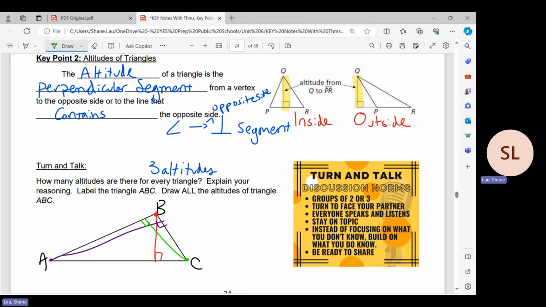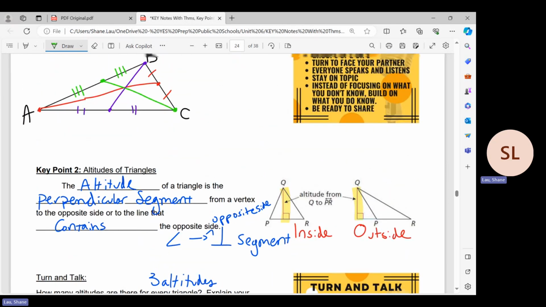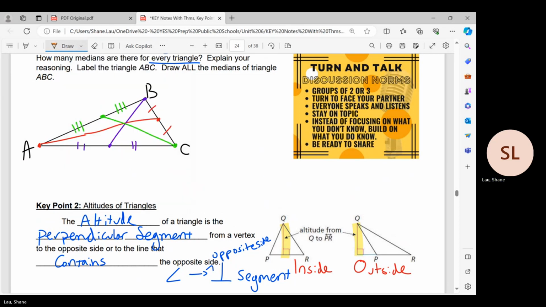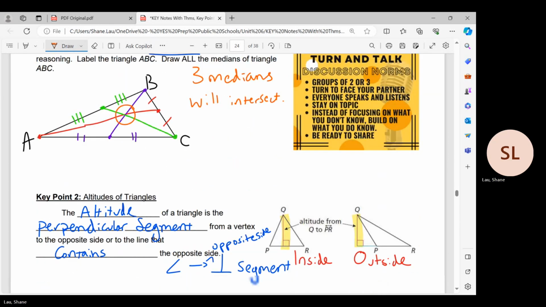And then one other quick thing I wanted to add about median is what we should notice here is that we have an intersection right there. So the 3 medians will intersect. And those are our 2 key points for the day. Nothing too hard.